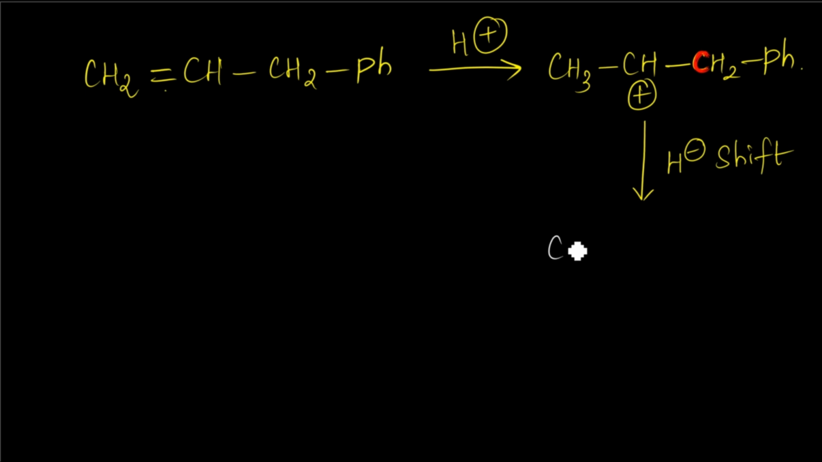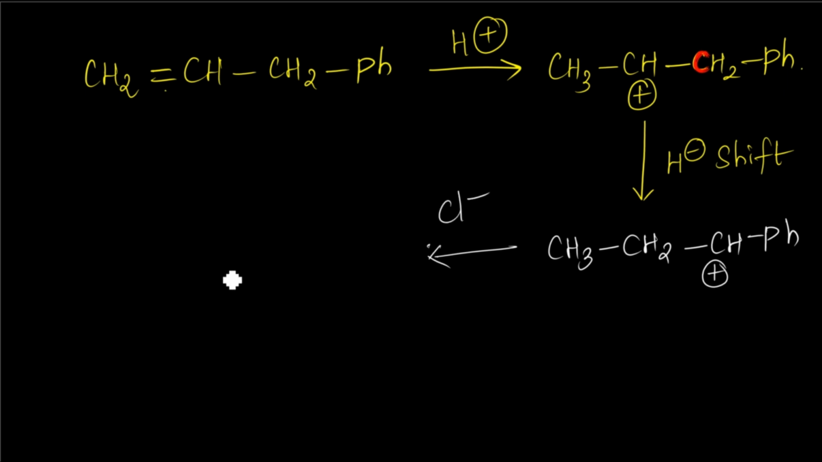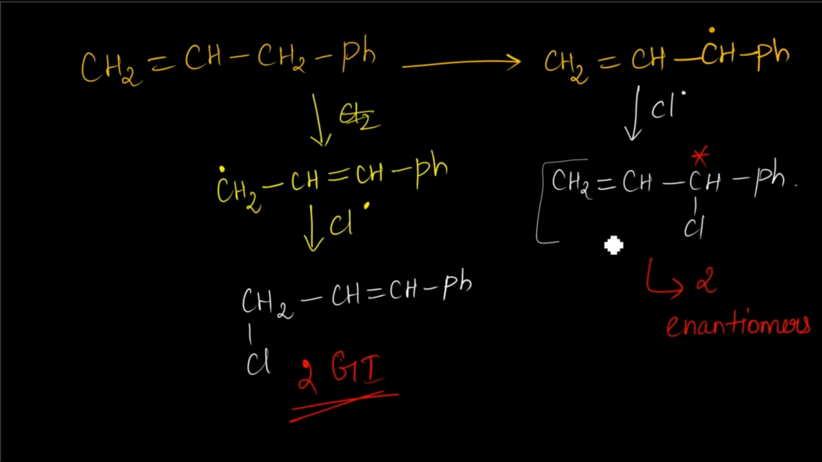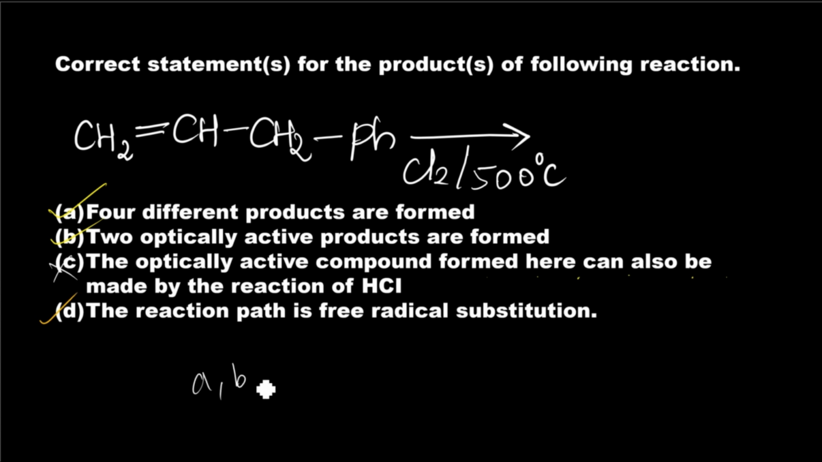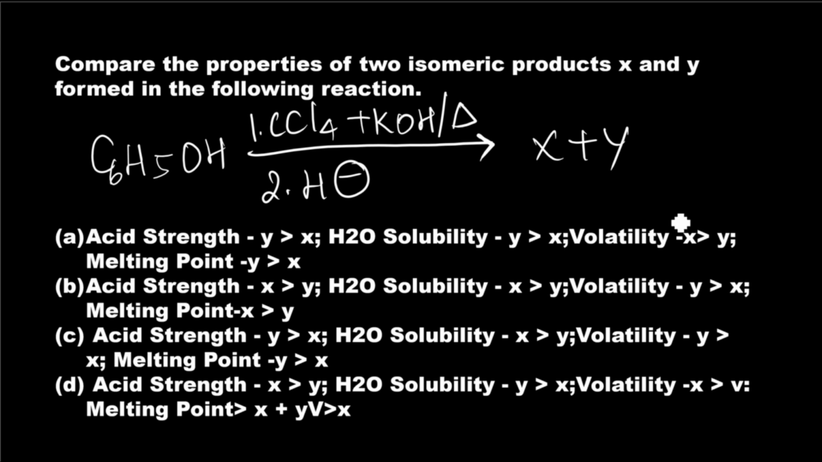Okay, so that's why CH3-CH2-CH-Ph, this will be much more stable. Then Cl minus will come and attack. The product will be CH3-CH2-CHCl-Ph. So is it similar to this compound? No, obviously no. Here I am having a double bond, there we don't have. So option C is the wrong one. A, B and D are the correct options. Okay, clear? The reaction is very simple, but you have to know the concept that matters.